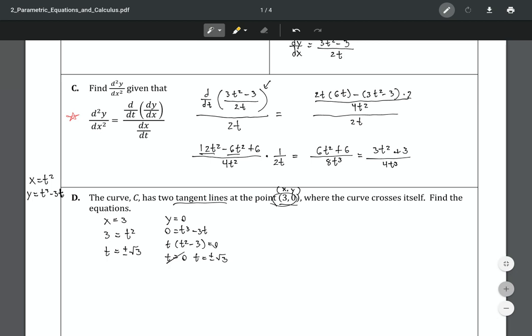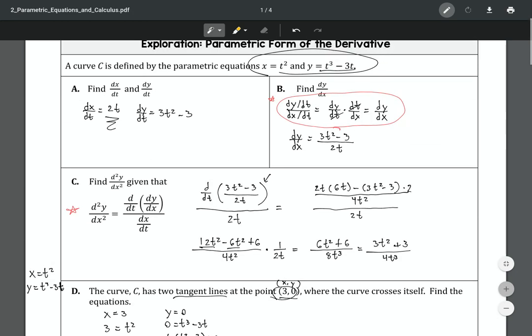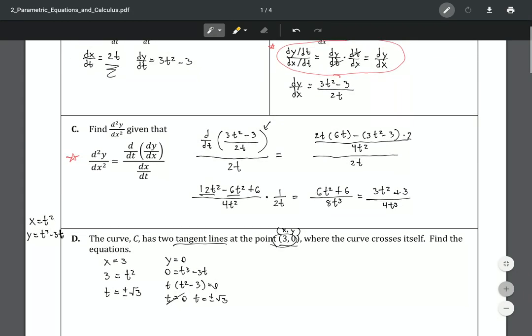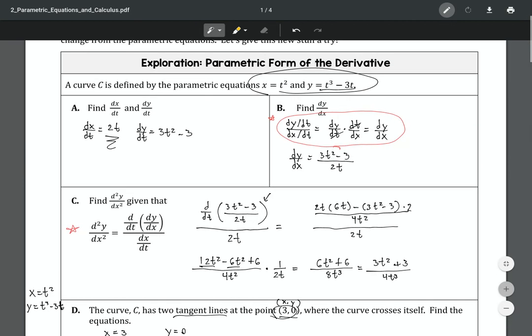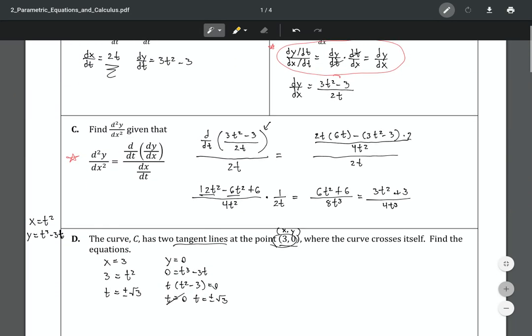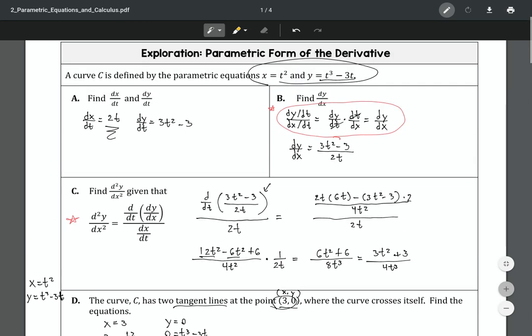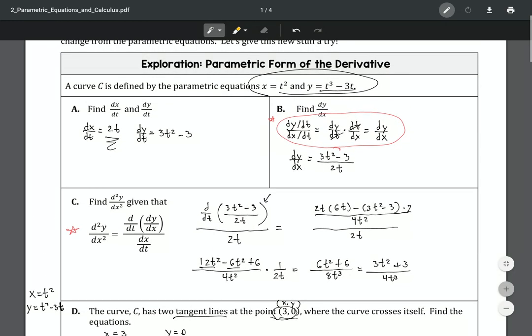Okay, so now what we're going to do from that point, at t is equal to plus or minus the square root of 3, those are the only t's that resulted in the point (3, 0). So I already have the point. I don't need that, right? But what I need now is to figure out the derivative at the square root of 3 and the derivative at the negative square root of 3. Okay?